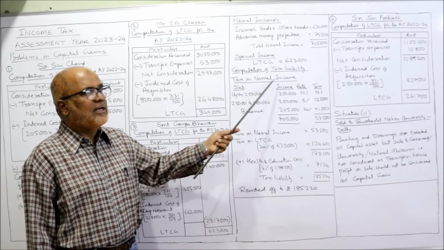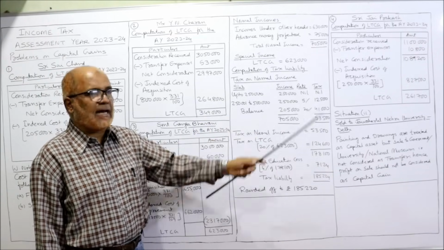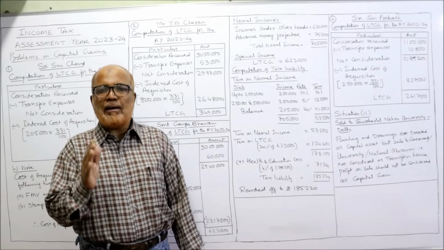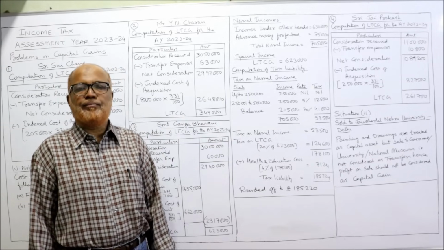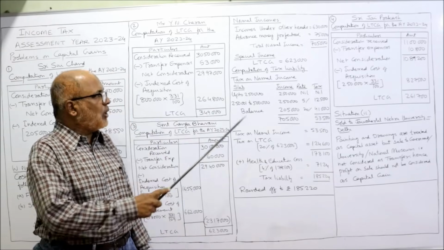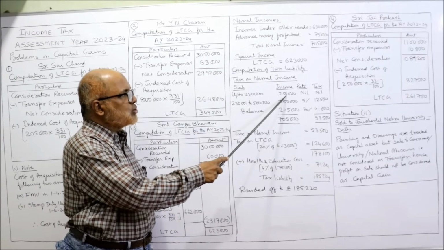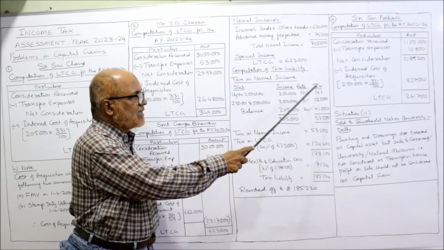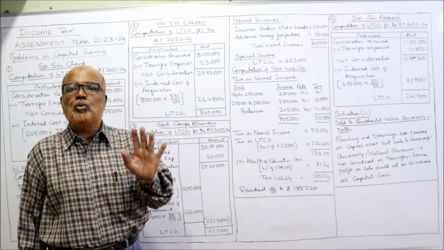Tax on normal income, slab rate. The first slab is 2,50,000, which means the basic exemption limit is 2,50,000. So up to 2,50,000, income is 2,50,000, rate nil, tax nil, no tax.